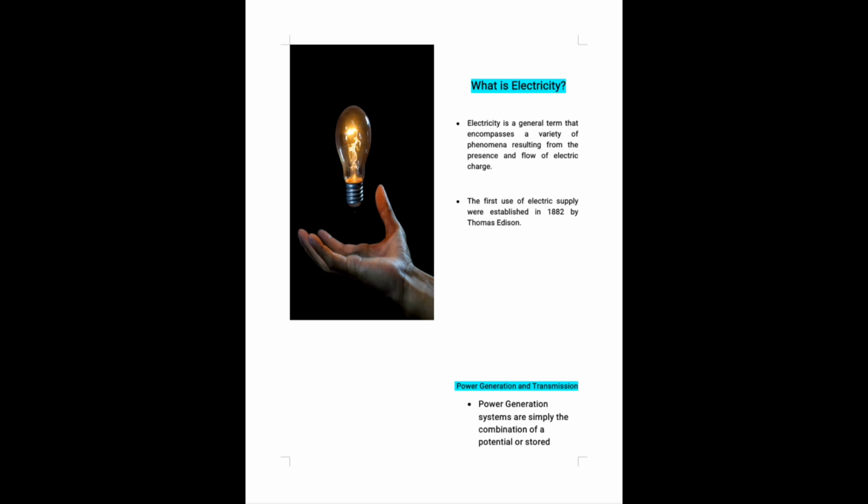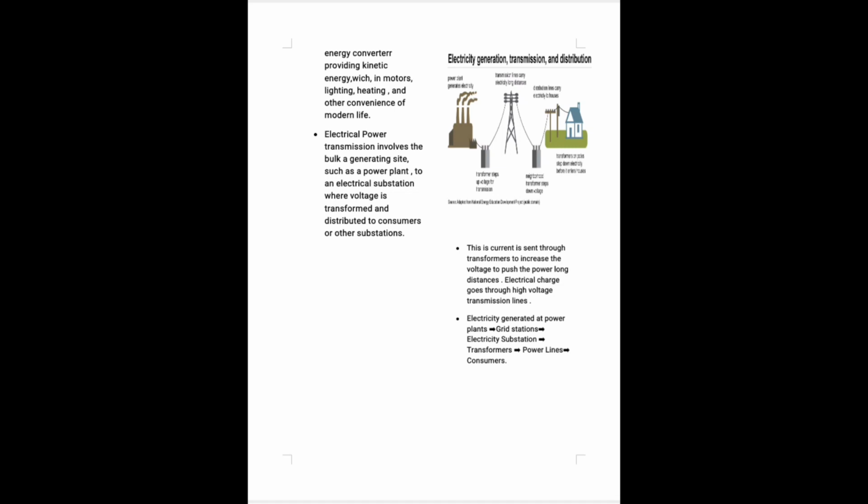Power generation and transmission. Power generation systems are, simplified, the conversion of stored potential energy into kinetic energy, which is used in motors, lighting, heating, and other conveniences of modern life. So electrical power transmission involves the bulk movement of electricity from generating sites such as a power plant to an electrical substation, where voltage is transformed and distributed to consumers and other substations.